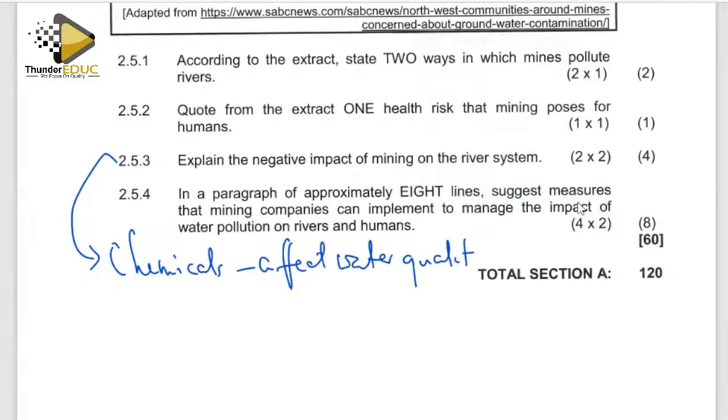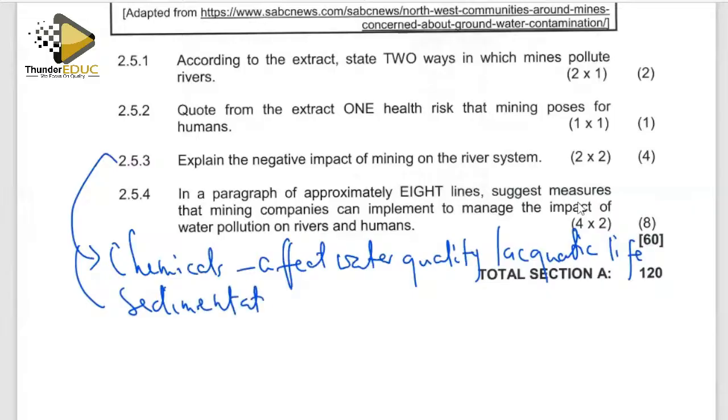The quality of water is negatively impacted by chemicals in the river. Or we can also talk of the effect of the chemicals on aquatic life, which is also going to be disturbed. Aquatic life, it's a negative impact. Then we can also look at sedimentation of rivers because of deposit of sediments of mine dumping into the rivers. It causes sedimentation.